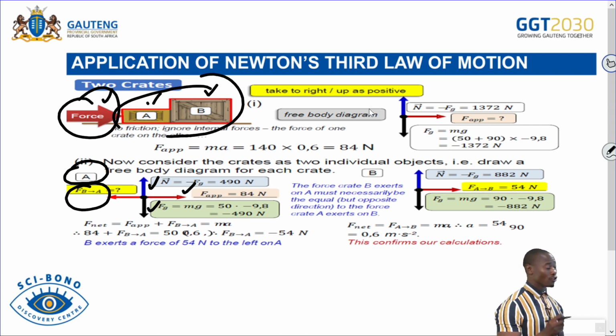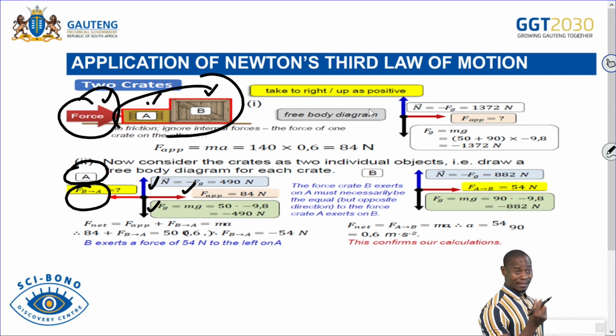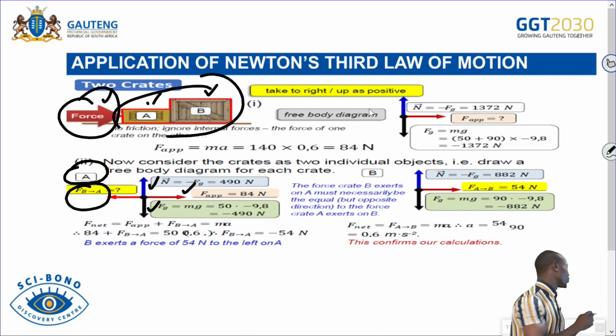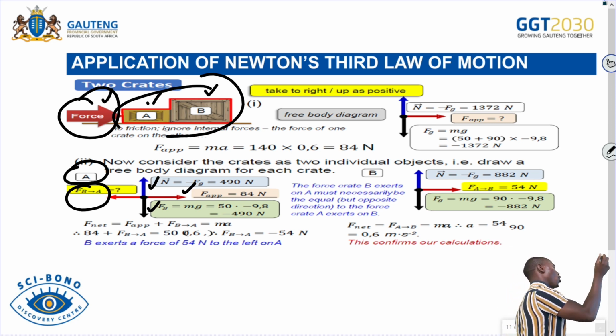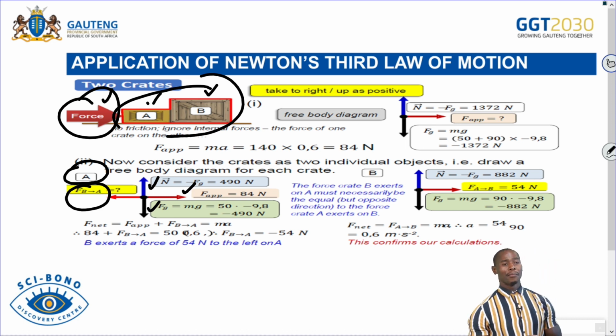So it's where Newton's third law comes in. There is contact between A and B, so there will be a force exerted by A on B, right? And the force exerted by B on A, right? So this is our free body diagram indicating all the forces acting on object A. So you have the normal force, you have the gravitational force, the force applied, which is this one, right? You also have the force exerted by B on A, which is acting in which direction? To the left, right?